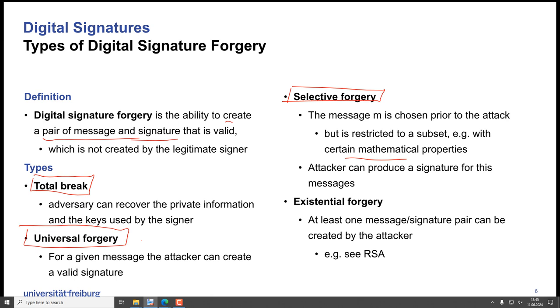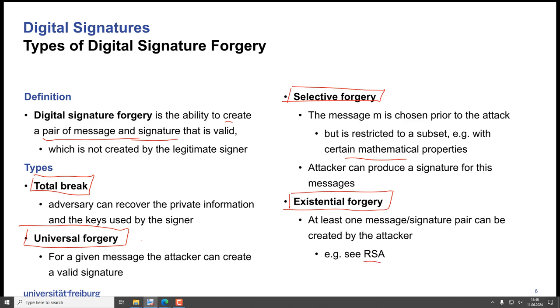And the weakest one is existential forgery. There's at least one message signature pair that can be created. You don't have any control, but you can produce some of them. So why is this helpful? Maybe you can show, I can produce signatures, I must be him. But maybe it's enough. I can sign this thing, you see? So I must be this person, so you trust me. So that is a problem.